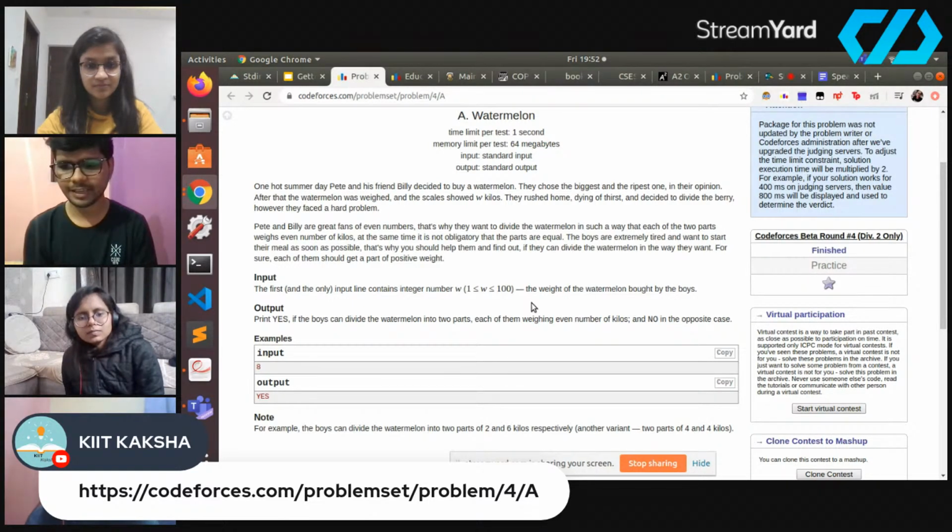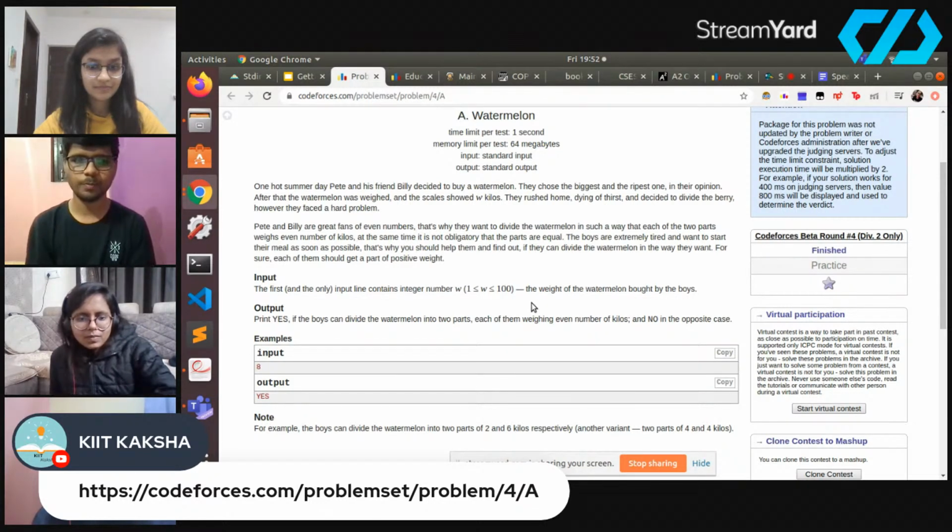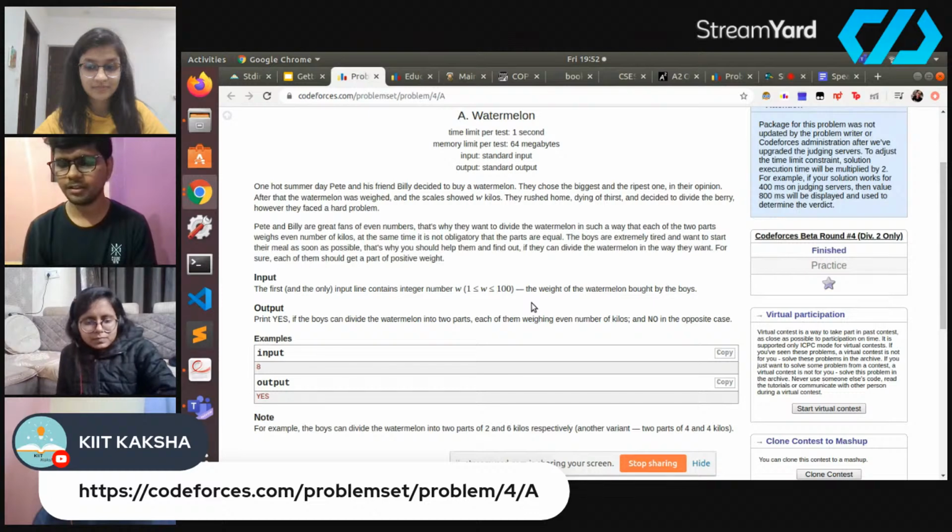Let's take a case where W is 2. So 2 modulo 2 is 0. You would say yes, but can you really split 2 into two parts such that both of them are even? I don't think it is possible. So this is the corner case.